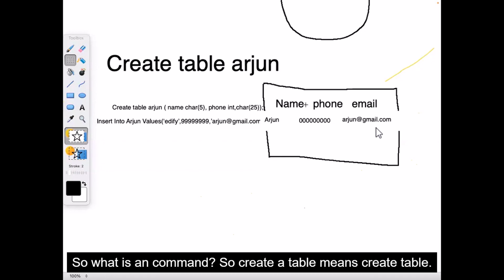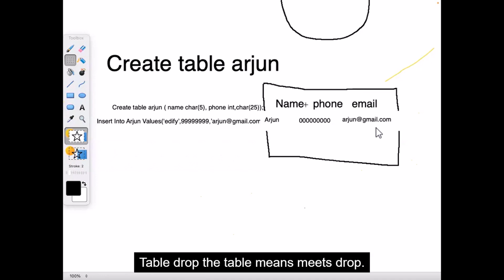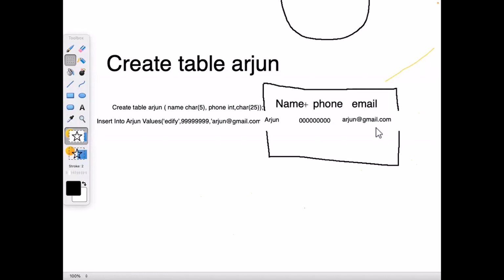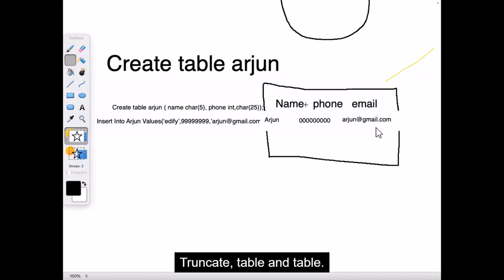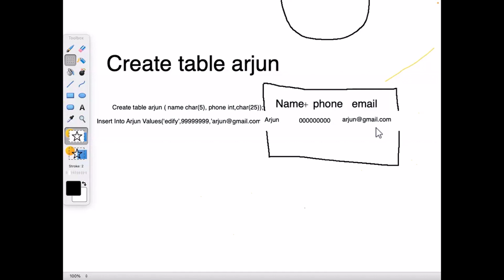So for example, I can drop the table. What is the command? Create a table means create table name. Drop the table means drop table name. And truncate: truncate table name. Okay, good.